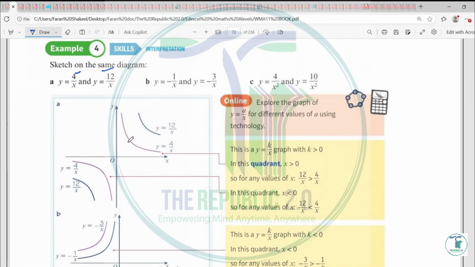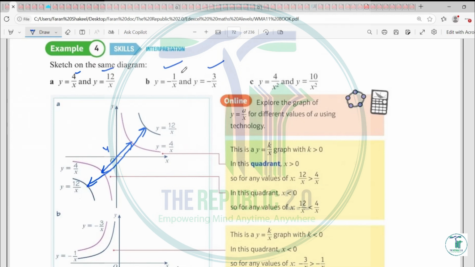Remember that this 4 is the cumulative distance between these 2 points, right? That has to be 4 units. And when it is going to be 12 units, it must be this distance, somehow over here.